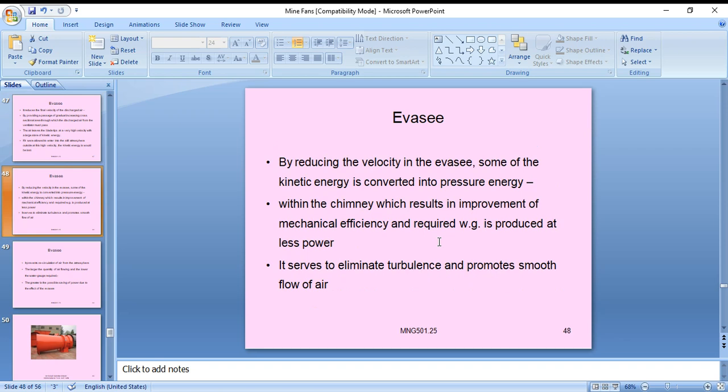By reducing the velocity, some of the kinetic energy is converted into pressure energy within the chimney, which results in the improvement of the mechanical efficiency, and the required water gauge is produced at less power. It serves to eliminate the turbulence and promotes the smooth flow of air.